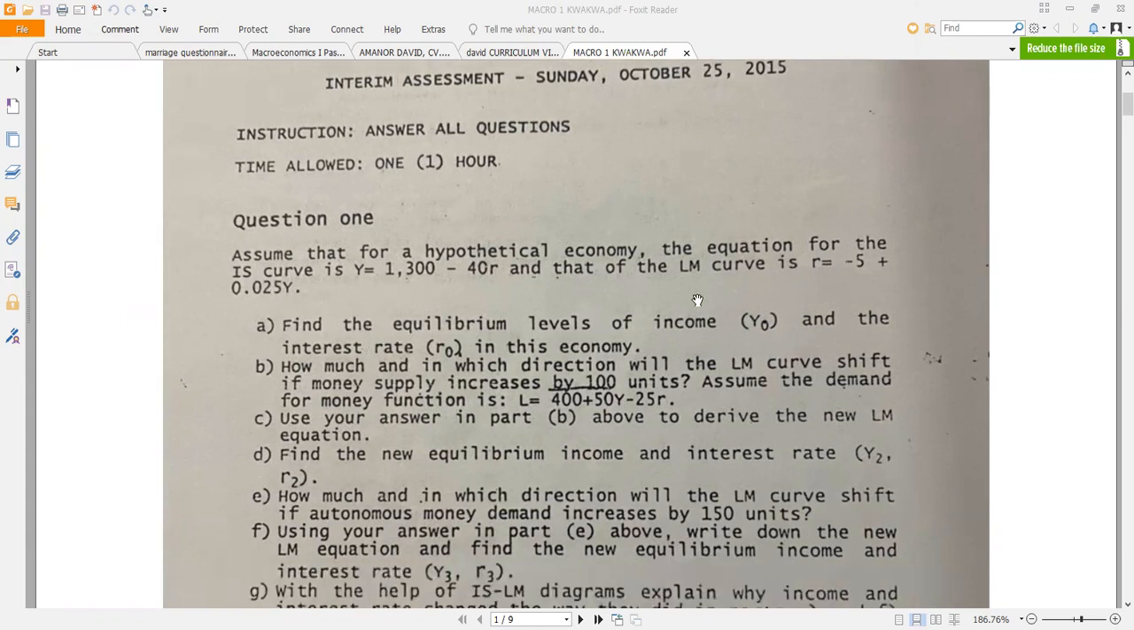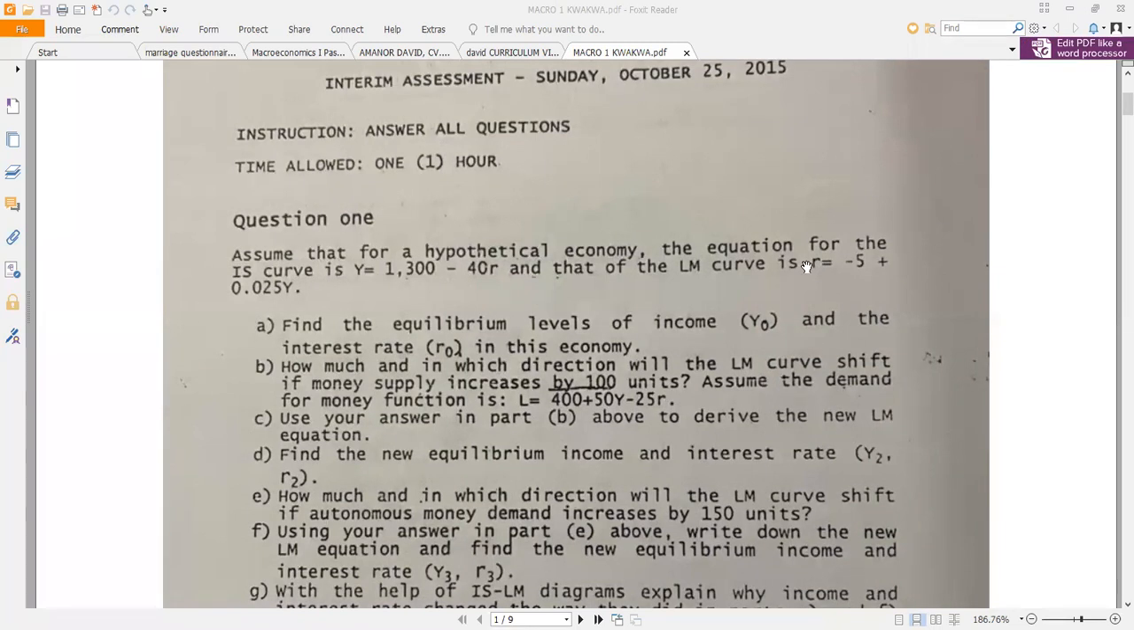So we have this as the IS and LM curves for a hypothetical economy. So this is the IS curve, Y equals 1,300 minus 40R, and then the LM curve is R equals -5 plus 0.025Y. The first question is for us to find the equilibrium levels of income and then interest rates. Okay, so this one we just have two simultaneous equations in two unknowns. The unknowns are Y and then R.